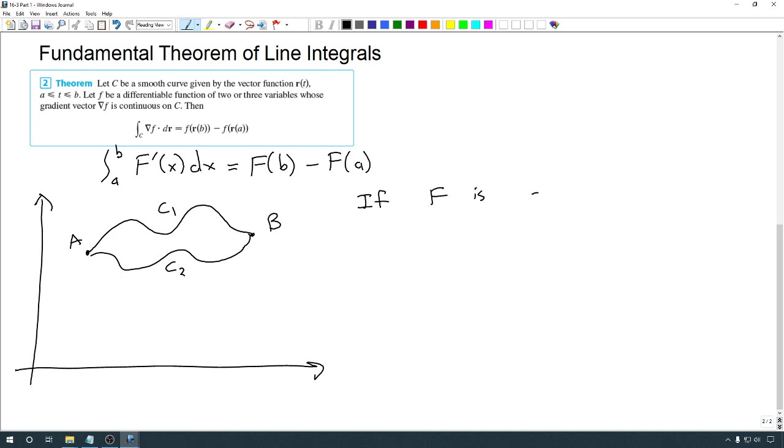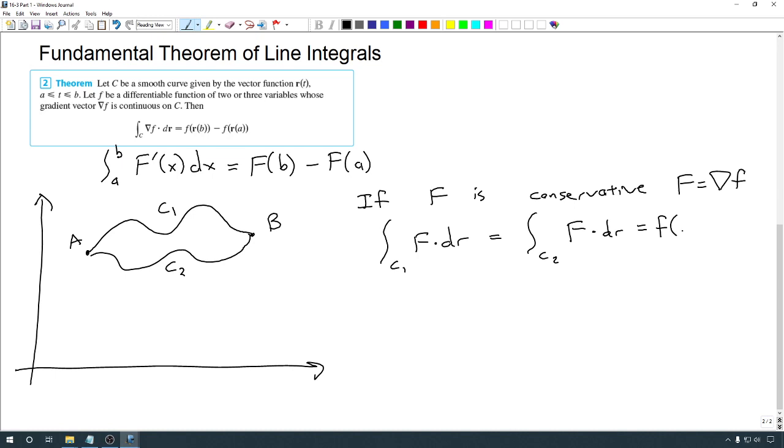If f is conservative, then the integral over C1 of f equals the integral over C2 of f. Because both of these are going to be equal the difference of the potential function at these 2 points. So I should say here that if capital F is the gradient of little f, then both of these are equal to little f at b minus little f at a. I should specify here that both these curves are going from a to b.